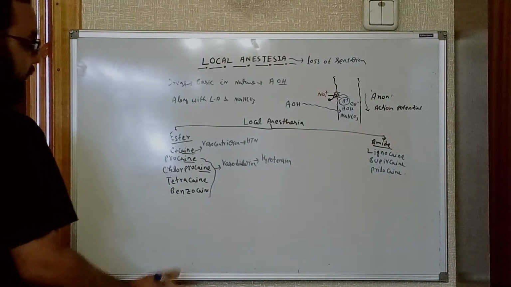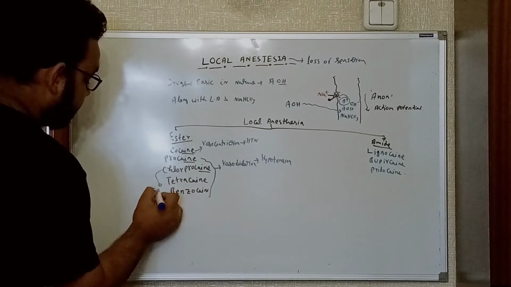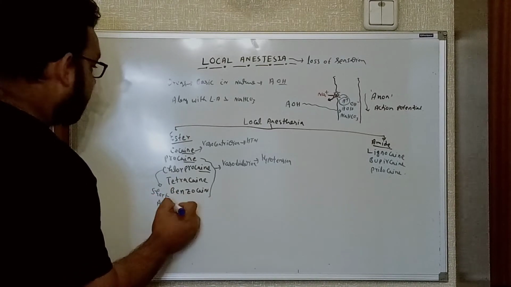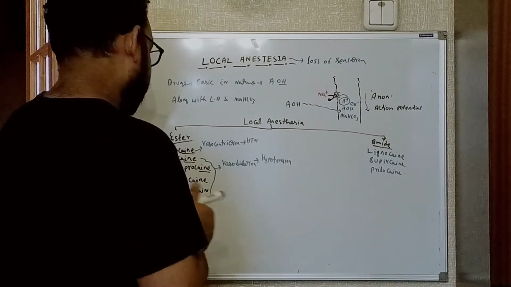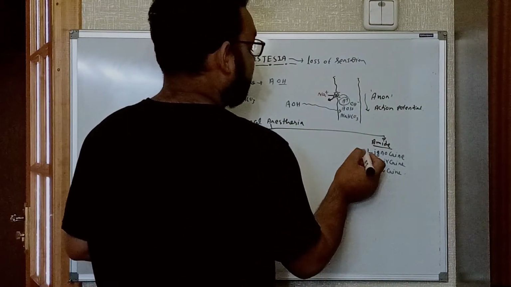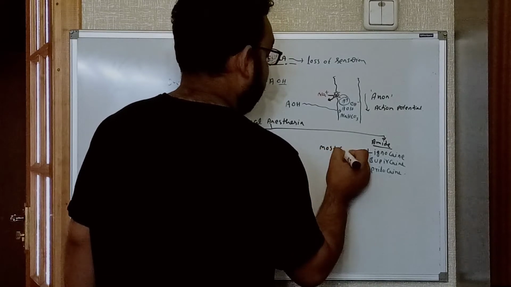We can remember one more thing: chlorprocaine is a short acting drug. Now, when we talk about the amide group of drugs, let's first talk about lignocaine. Lignocaine is the most commonly used drug in local anesthesia.